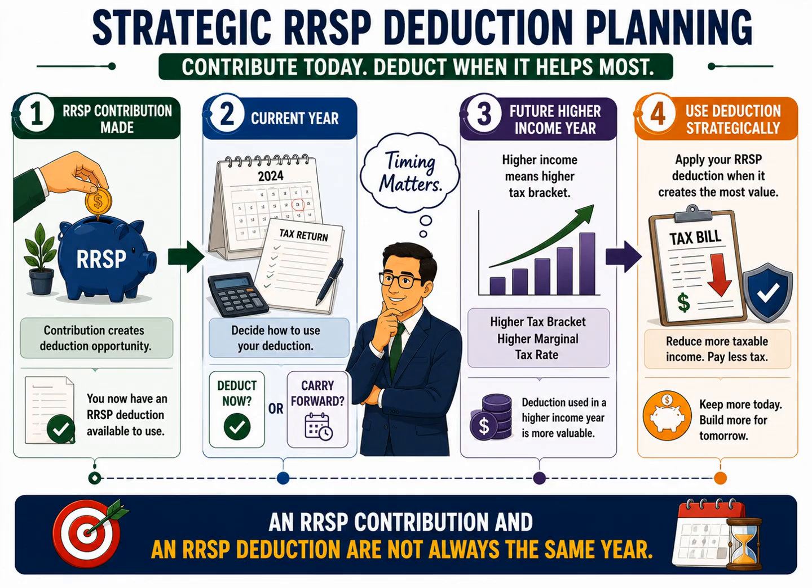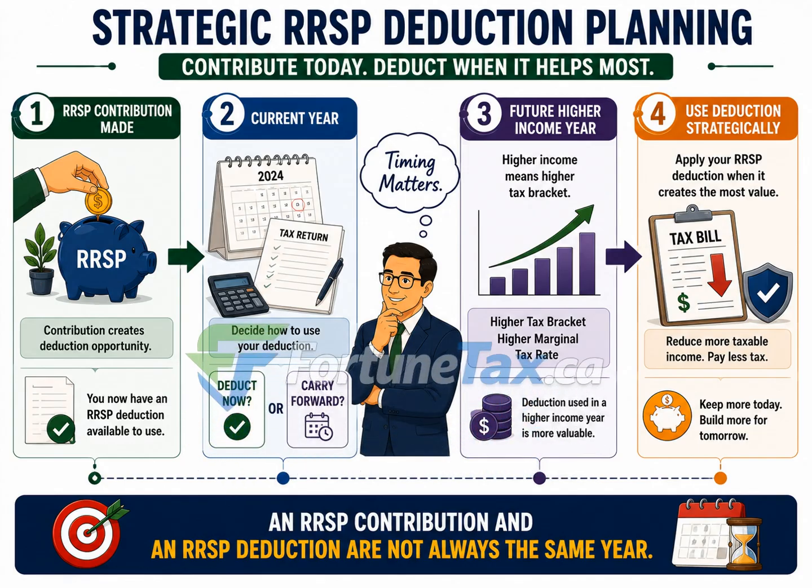Let's walk through the process shown on the slide. The first step is making the RRSP contribution. The client contributes money into their RRSP account. At that moment, they have created a deduction opportunity. In other words, they now possess an RRSP deduction that can potentially be used to reduce taxable income. But the important question is not simply whether the contribution was made. The important question is when the deduction should be claimed.